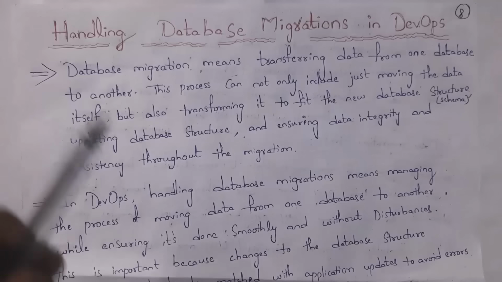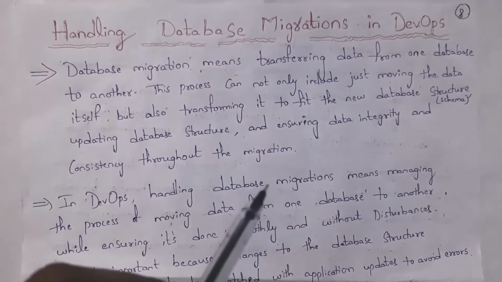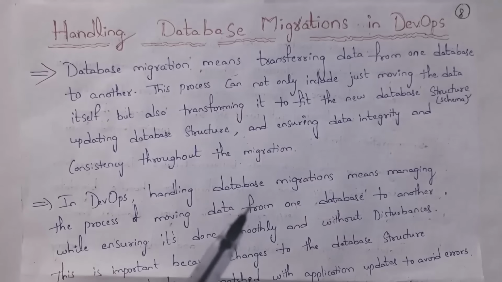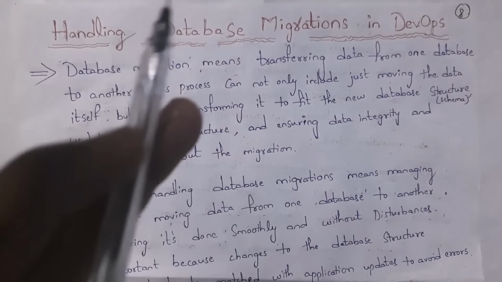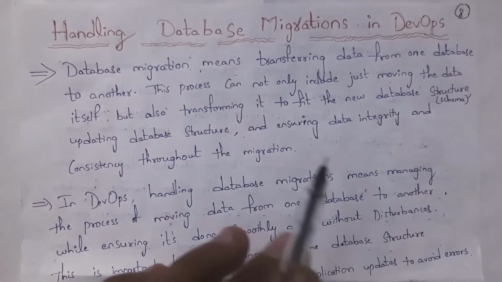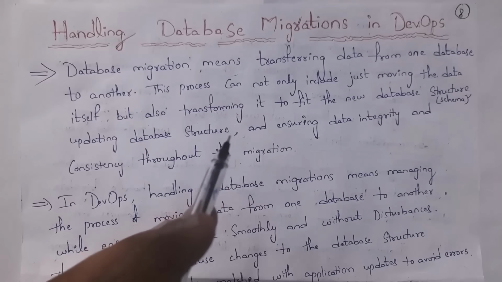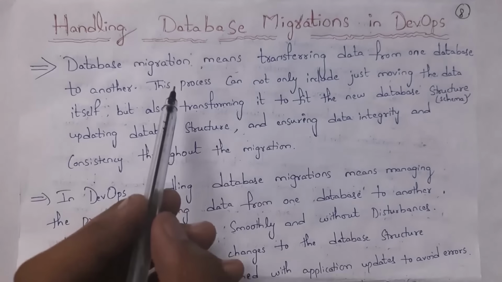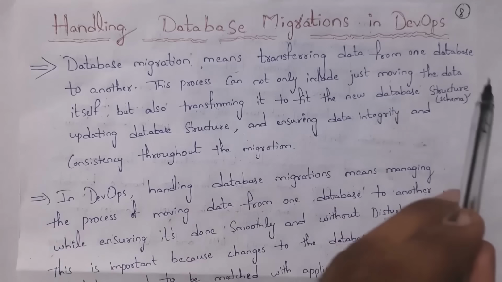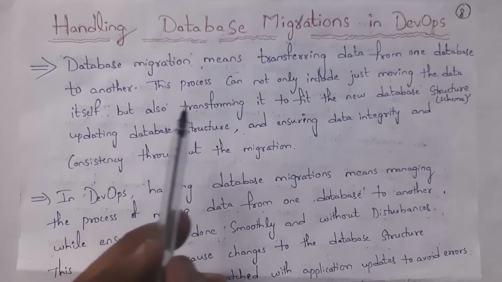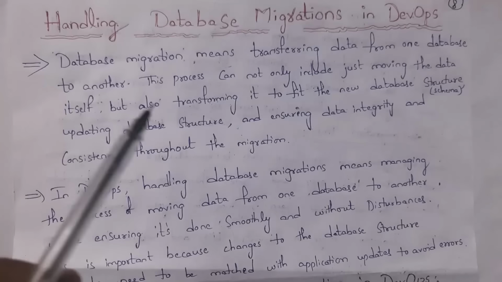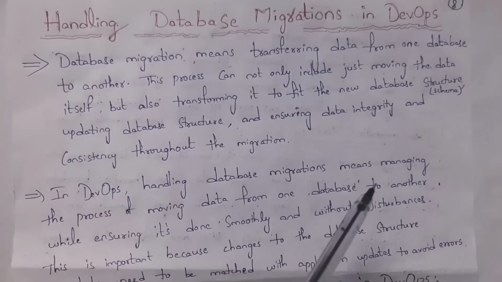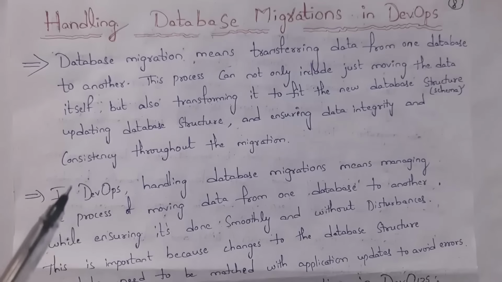Next I will explain how to handle database migrations in DevOps. Guys, migration is nothing but transferring something from one place to another place. Whereas database migration means transferring data from one database to another database. This process can include not just moving the data itself, but also transforming it to fit the new database schema, updating the database structure, and ensuring data integrity and consistency throughout the migration.